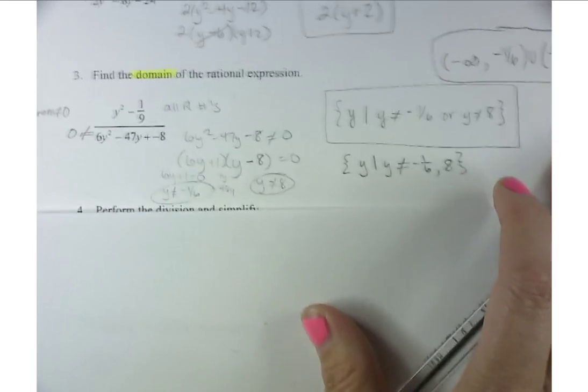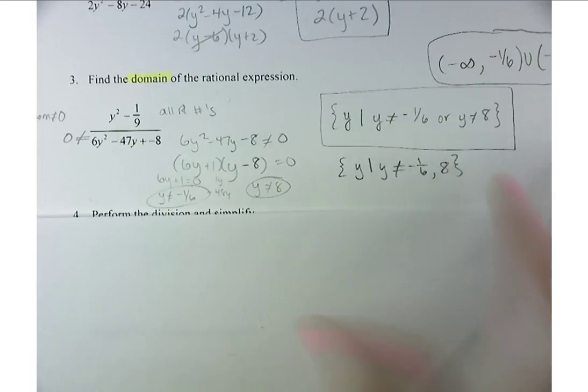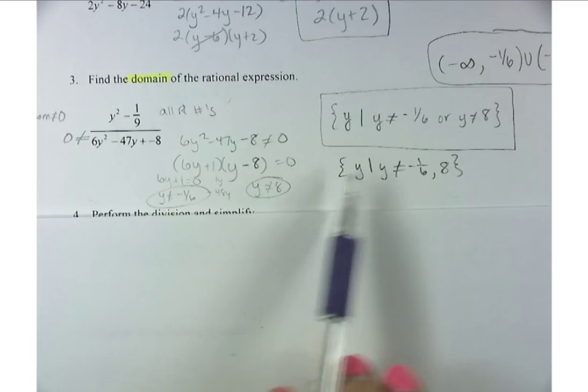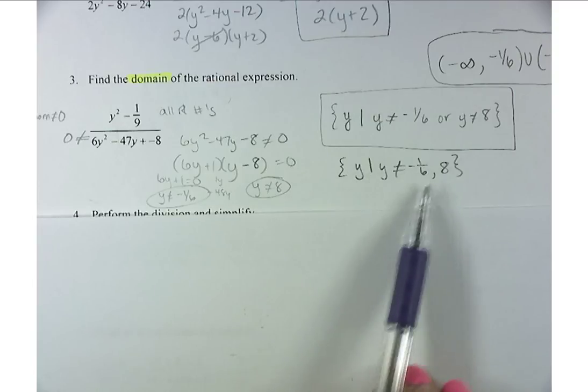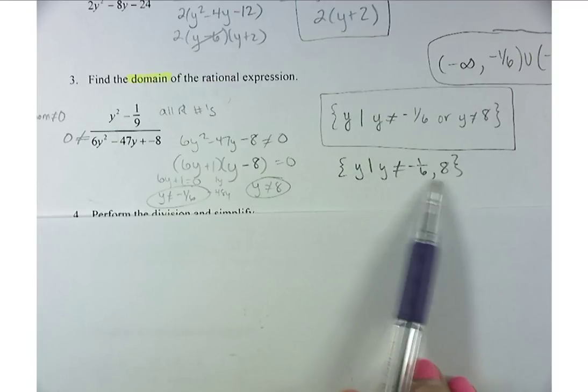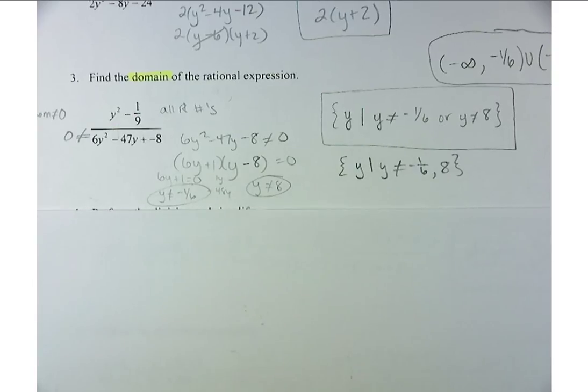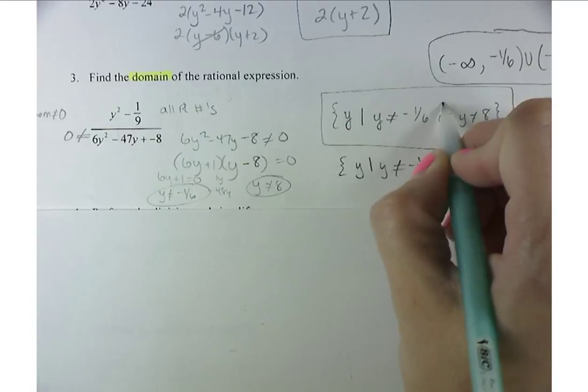This one didn't specify which notation to put it in, so we're going to do it in both. So in set builder notation, you could just say y such that y is not equal to negative 1/6, comma 8, or you could also say "or" and "and"; that doesn't matter to me for this.